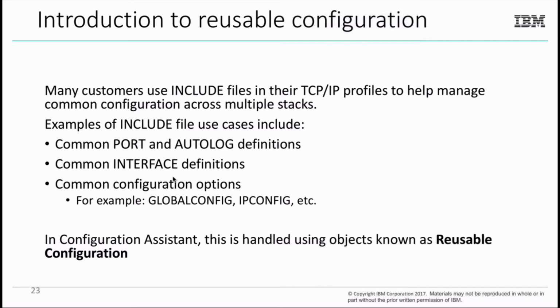The next concept I'm going to talk about is reusable configuration. Most of our customers have include files in their TCP/IP profiles. They don't have a single flat file. And include files are generally used to do common configuration across stacks. Examples of include file use cases include port and autolog statements, maybe common interface definitions, maybe common configuration options. So we support this function in Configuration Assistant using objects known as reusable configuration. So I'm going to talk a little about reusable configuration and how that works, which is the analogy to how you would do include files.